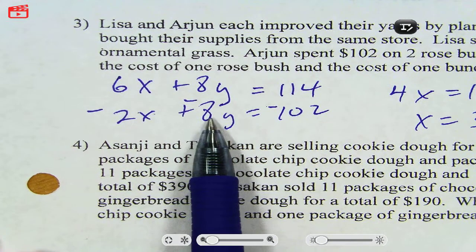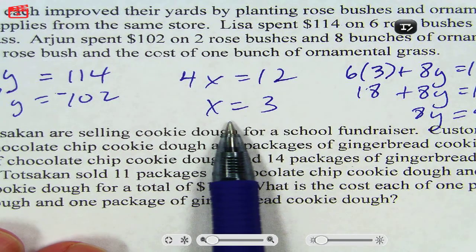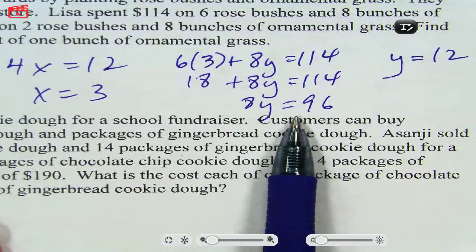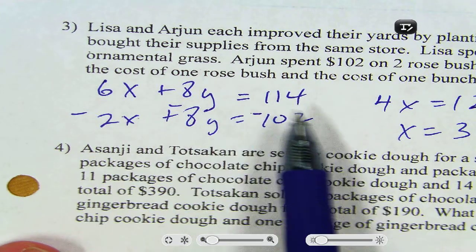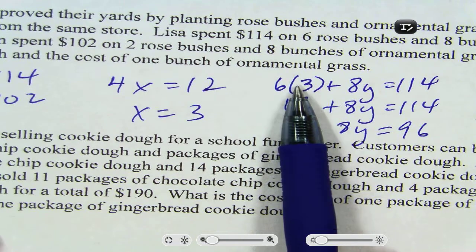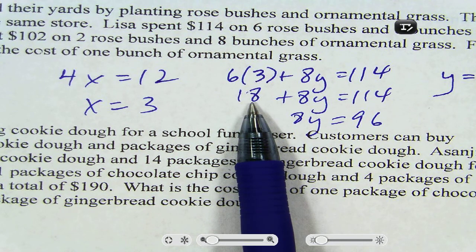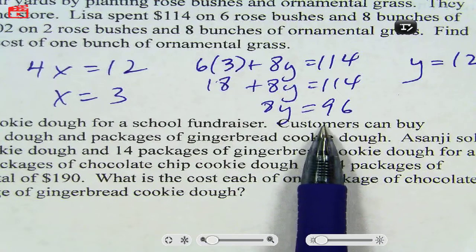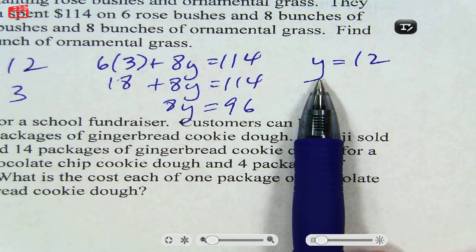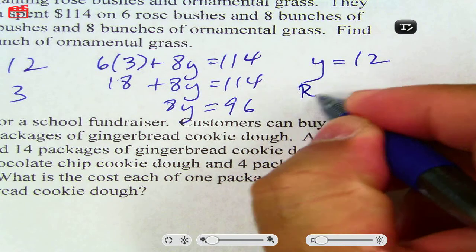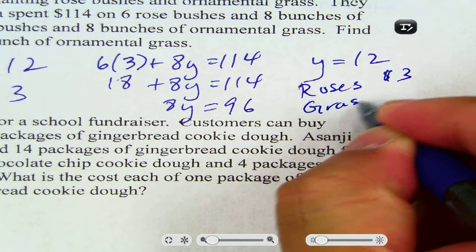This time, adding didn't help, so I changed all the signs so I could just subtract. That gave me x, which was the price of rose bushes. And I used that x and plugged it into one of these two. I like the one with all the positive numbers. I replace the x with 3, substitute and work it out. 6 times 3 is 18. Subtract 18, giving me 96. Giving me a final value of y equals 12. And y was the price of grass. So roses cost $3 and grass cost $12.